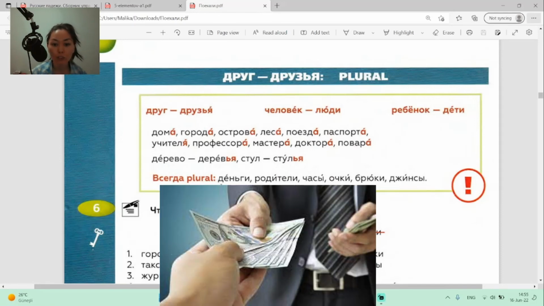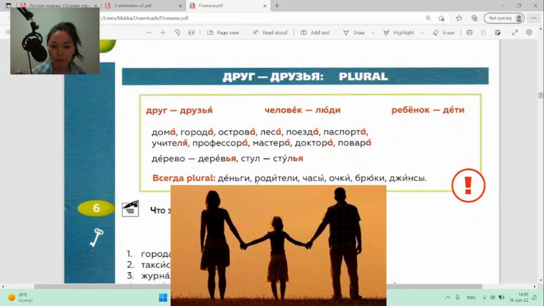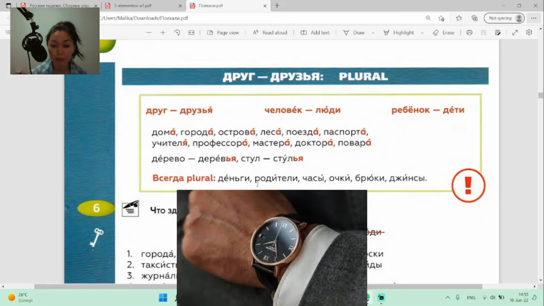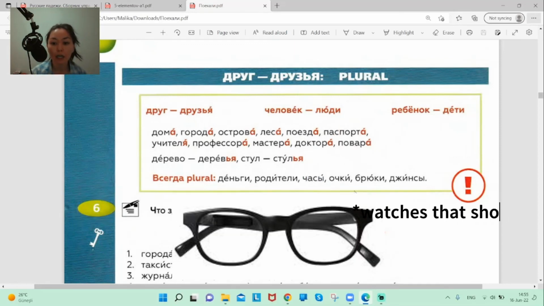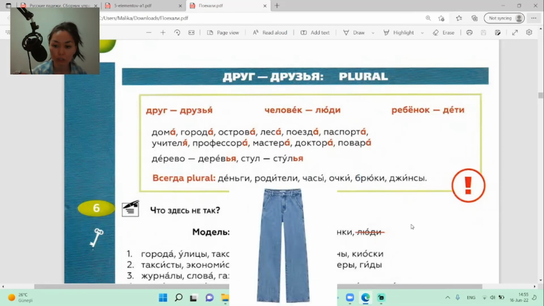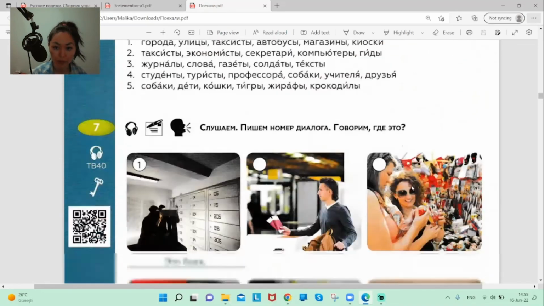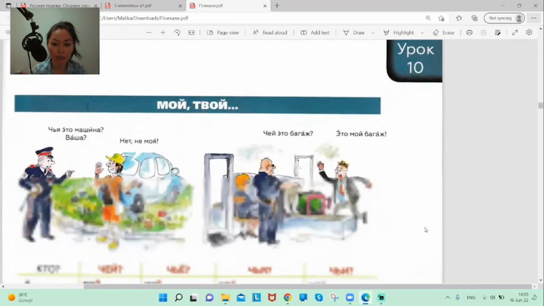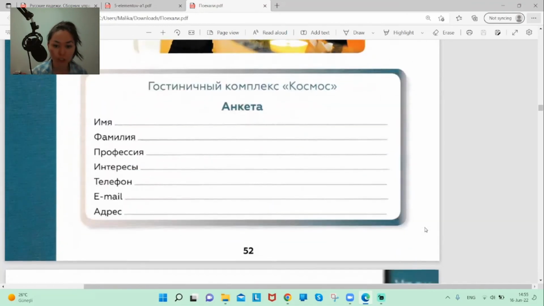Now we have some words that are always plural. It's деньги, money, родители. No, actually, родители can be singular when it's just one parent. Родитель, родители. Часы, when we're talking about a watch that we wear, часы. Очки, glasses. Брюки, pants. Джинсы, jeans. Always plural.